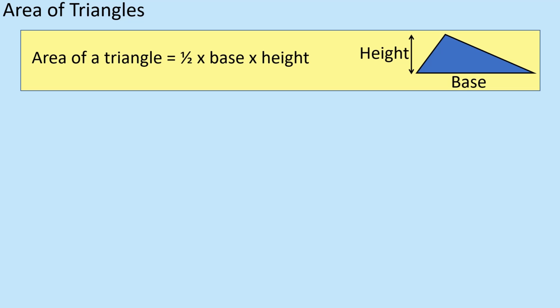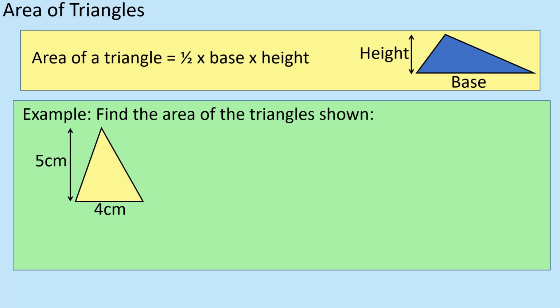Alright, so area of a triangle is half times base times height. And the reason I stress half is because that is the bit that is unfortunately missed. It's not a rectangle, it's not base times height, it's a half times base times height. So just be very, very clear on that. It's not a rectangle, it's a triangle, so you need to half it.